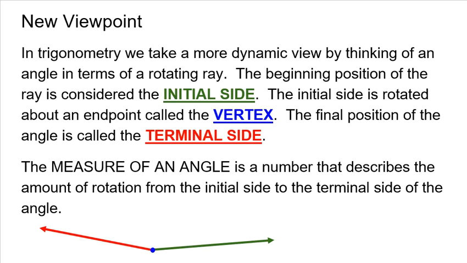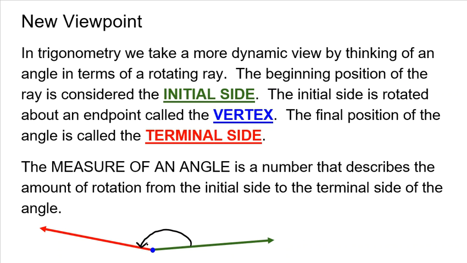In trigonometry, we take a more dynamic view by thinking of an angle in terms of a rotating ray. The beginning position of a ray is considered the initial side. In my picture down here, that is the green part. That's the initial side, where the angle starts. The initial side is rotated about an endpoint called the vertex, in blue. And the final position of the angle is called the terminal side. So we have the initial side in green, and then we start to rotate it, and wherever we decide to stop is the terminal side in red.